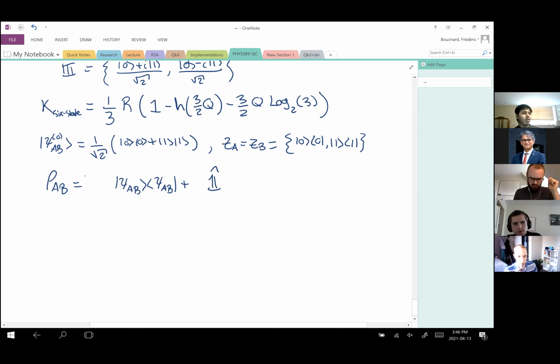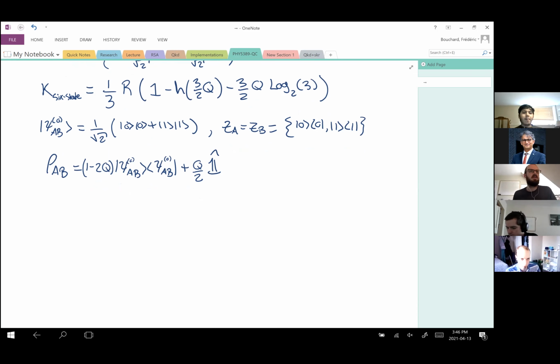And then you can work it out that the factors that you need are the ones here. Okay, Q over 2. So you have to make sure that your rho AB is normalized, so the trace of rho AB is equal to 1. And then you see if Q is equal to 0, you get back the original psi AB. Then if Q is 50%, then it's just noise. Okay, so that's rho AB.